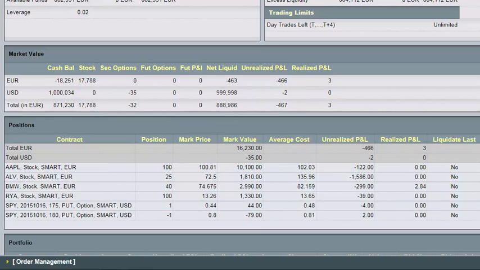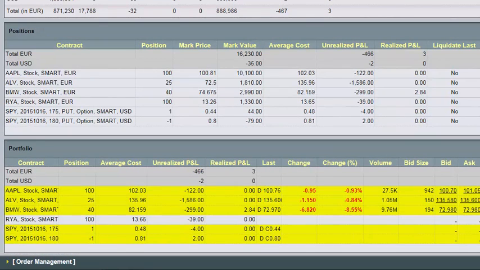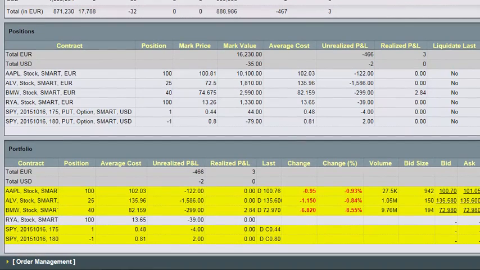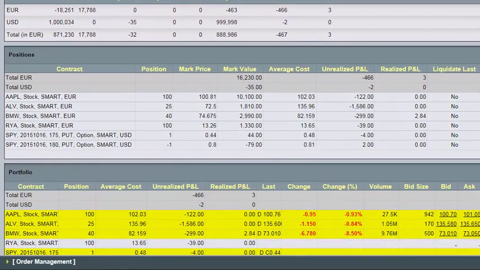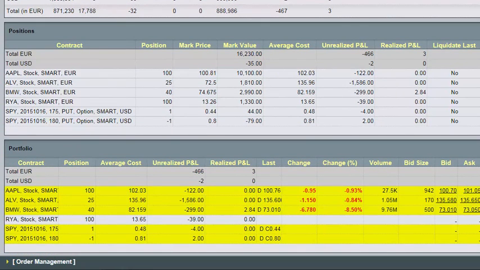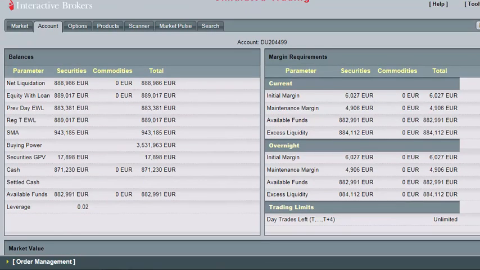Then you come down into your positions. It's just telling you what positions you have open at the moment and how they're getting on. That's what this particular section goes through. And then the portfolio tab is pretty similar to positions. The only difference is with positions, you can actually trade from positions. And the portfolio tab just gives you a little bit more detail about what you have in your portfolio at the moment. So that's a quick overview of how you can interpret that account screen.